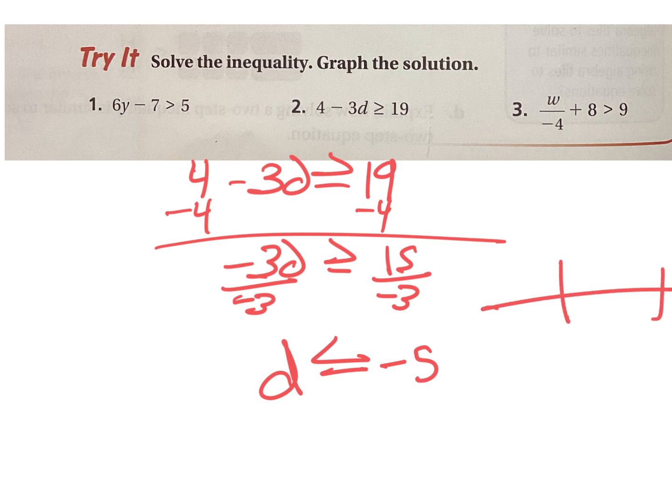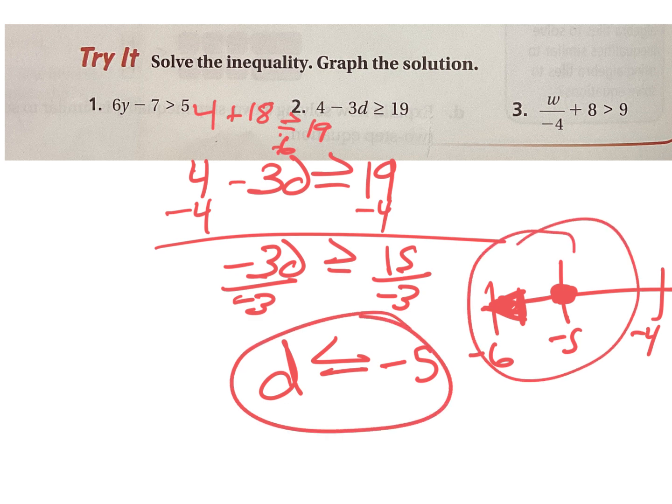Then if I graph it, negative 5, negative 4, negative 6. It can be this negative 5, and it has to be everything lower. Less than. So let's try negative 6 in here. If I put a negative 6 here, it'd be 4. Negative 3 times negative 6 is a positive 18. And 4 plus 18, that's 22. 22 is greater than 19. There's my graphing. There's my solution.